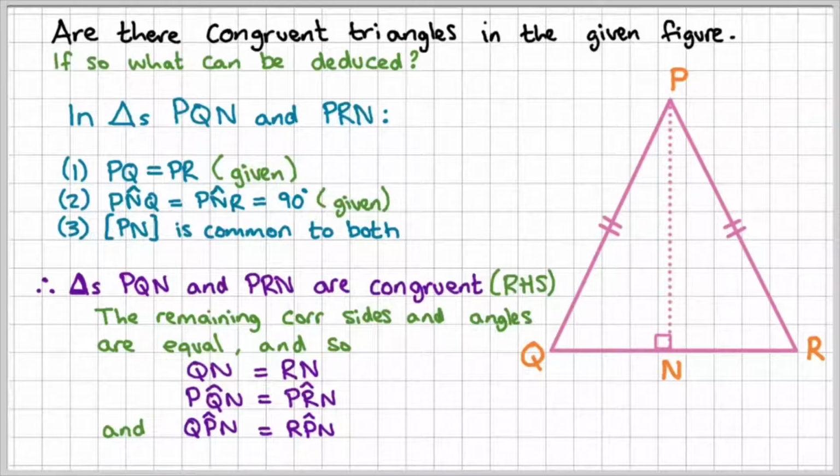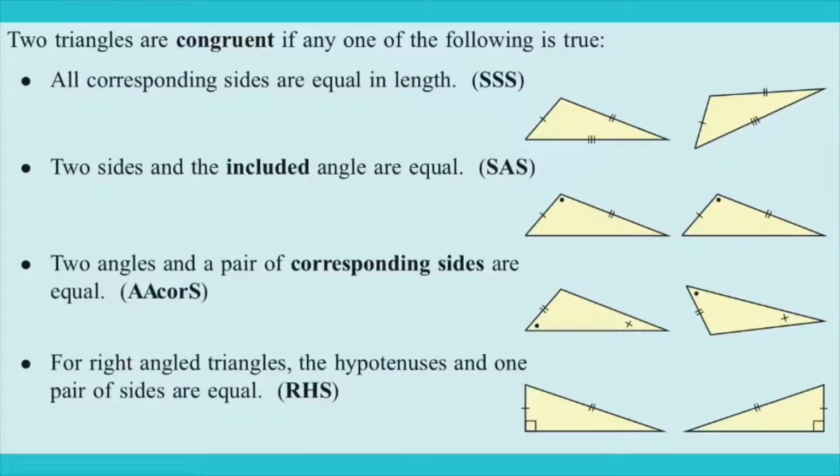Now, when it comes to dealing with questions with congruent triangles, you have to be able to prove that the two triangles are congruent. So make sure you're familiar and you remember the 4 rules for congruent triangles. Side, side, side. Side, angle, side. And the trick to this one is because the angle is included between the two sides. And then you have angle, angle, corresponding side. For right angle triangles, the hypotenuse and another corresponding side must be equal.